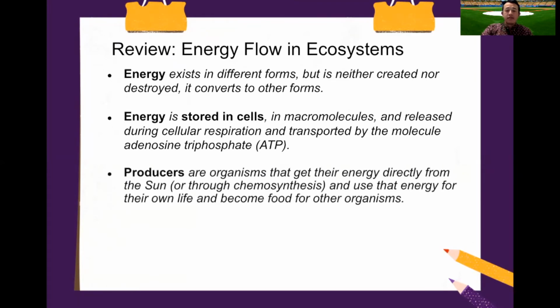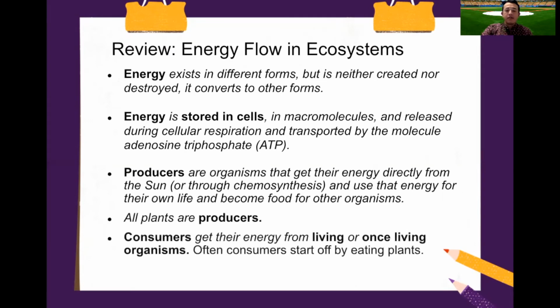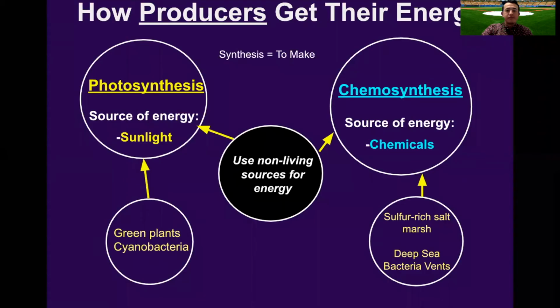Producers are organisms that get their energy directly from the sun or through chemosynthesis. Some of you, we ran through that PowerPoint. And they use that energy for their own life and become food for other organisms. We know that all plants are producers. And we know that consumers get their energy from living or once living organisms. Often consumers start off by eating plants because we know plants are those autotrophs, those producers, those first stages in the energy flow.